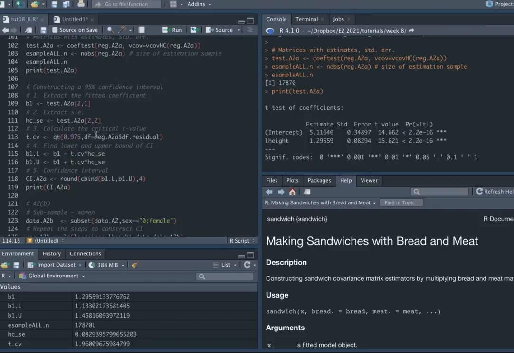What's the degrees of freedom? Anybody know what the correct degrees of freedom would be here? It's the sample size minus 1? N minus 1? Almost. N is a good starting point, minus is also good, but in this case, minus 2, because it's just minus the number of estimated parameters.